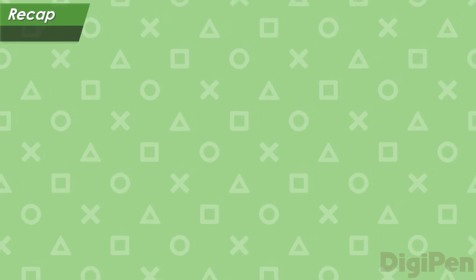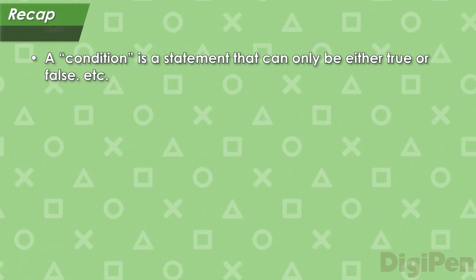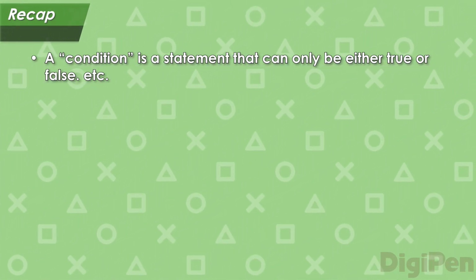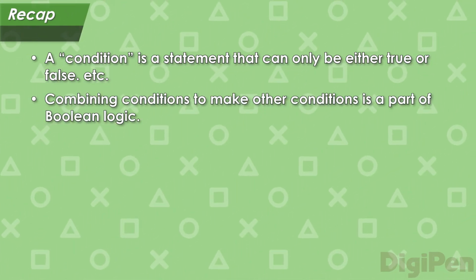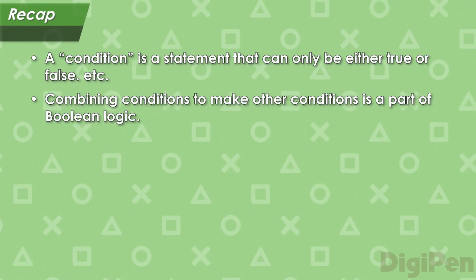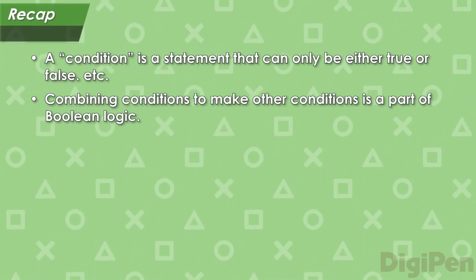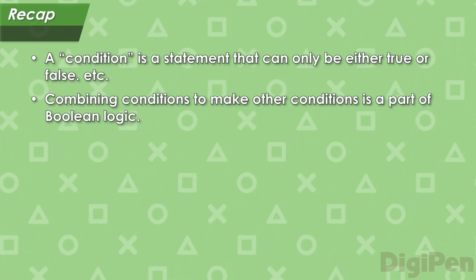Let's recap what we've learned in this video. First, we got a refresher on what conditions are. Statements that can only be either true or false. We learned that conditions can be combined in many different ways to produce other conditions, and that combining them is a part of what is called Boolean logic.